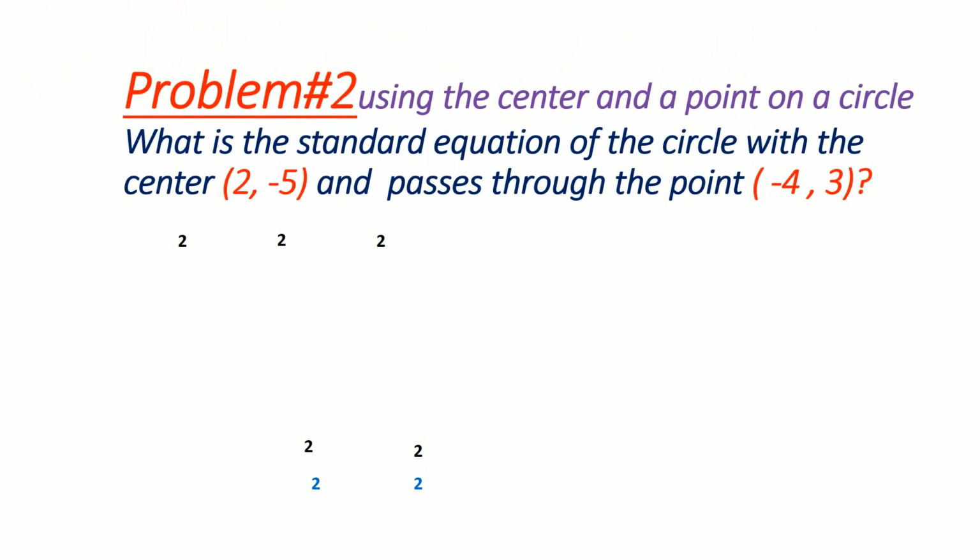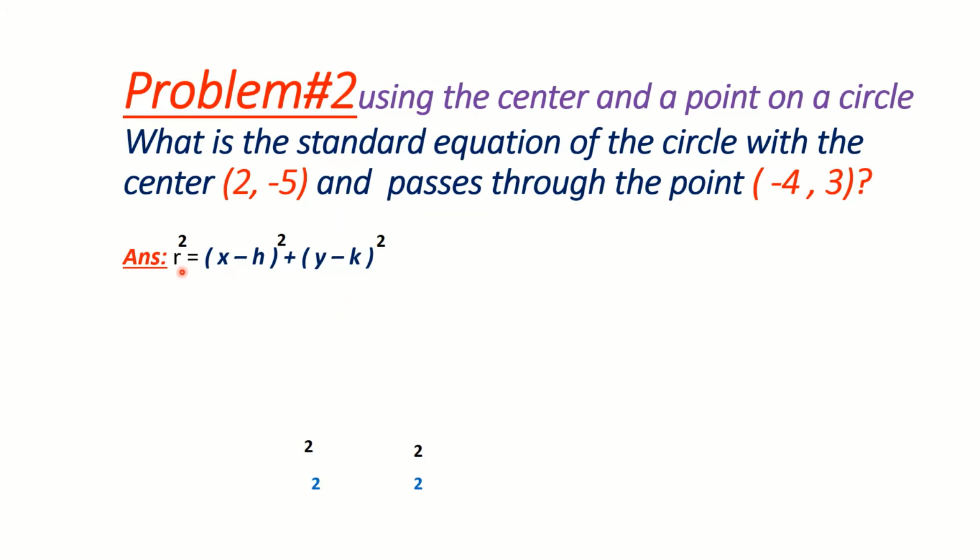Example number 2, using the center and a point on a circle. What is the standard equation of the circle with center (2, -5) that passes through the point (-4, 3)? Which means the center is given and the circle is passing through (-4, 3). That means this point is on the circle. So how can we write the equation of a circle in standard form?